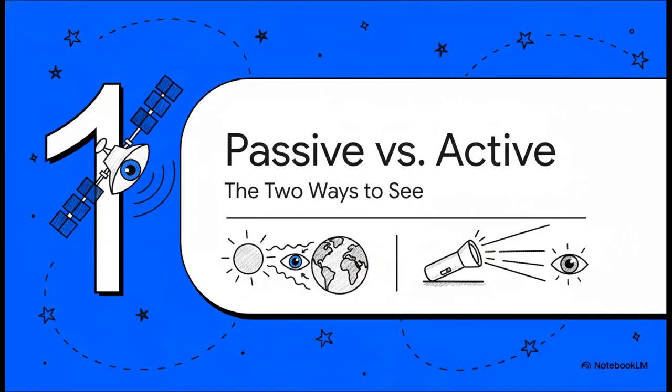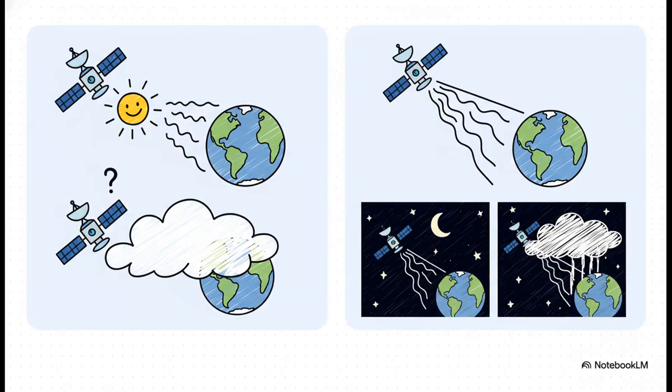Okay, so if you're building one of these eyes in the sky, the very first, most fundamental choice you have to make is this. Are you just going to listen for the light that's already out there, from the sun? Or are you going to bring your own flashlight? This right here is the core difference between what we call passive and active sensors. It's actually pretty simple when you break it down. A passive sensor is a lot like your standard camera. It needs a light source that's already there, usually the sun, to see anything. And that means, of course, it's not so great at night, and it definitely can't see through clouds.